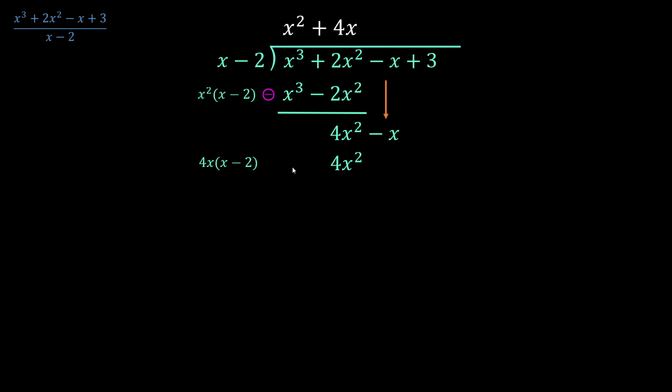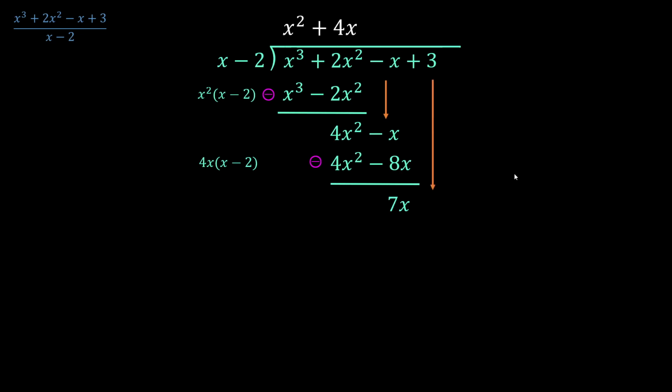4x times negative 2 is negative 8x. And the operation is subtract. So I'm going to subtract these from each other. Okay, 4x squared take 4x squared is 0. Negative x take negative 8x is the same as negative x plus 8x, which is positive 7x.